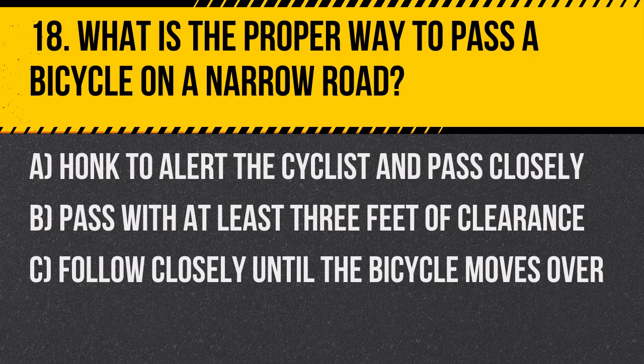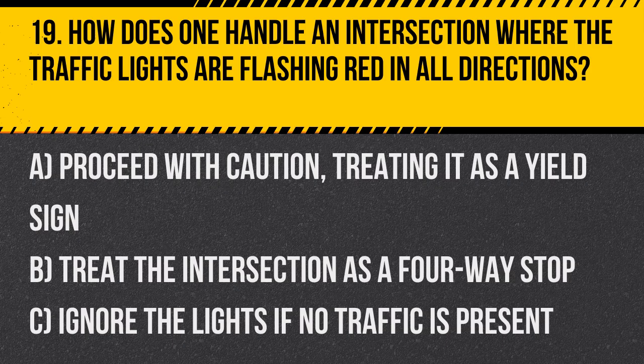Answer: B. Pass with at least 3 feet of clearance. Always ensure a safe distance when passing bicycles to prevent collisions. Question 19. How does one handle an intersection where the traffic lights are flashing red in all directions?